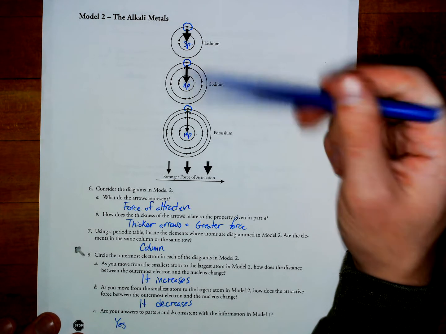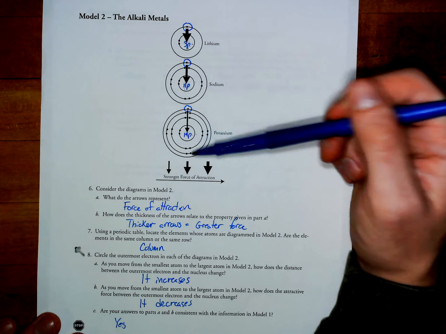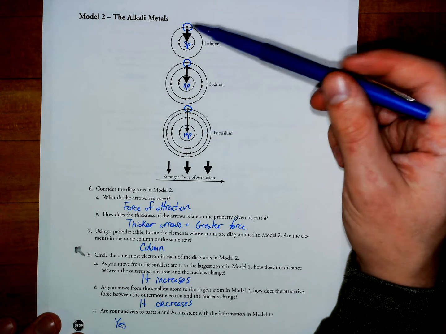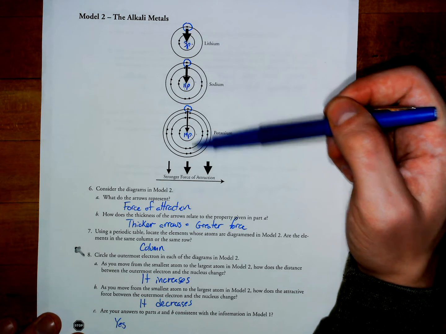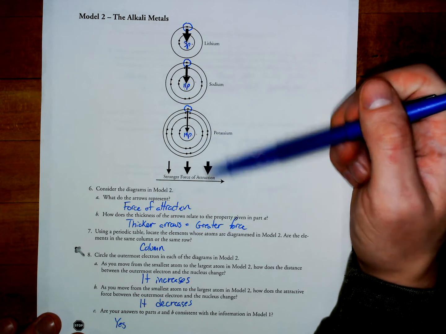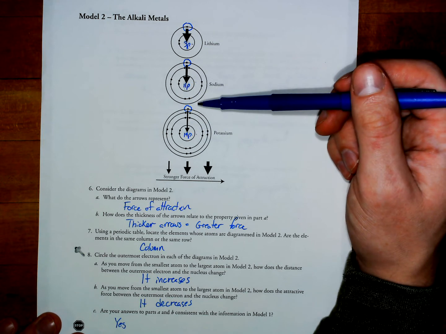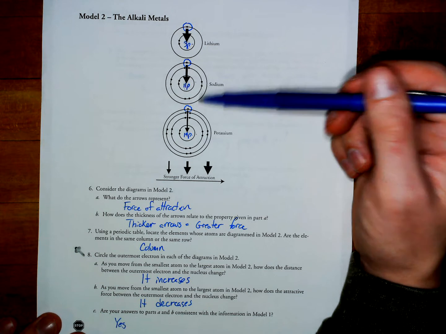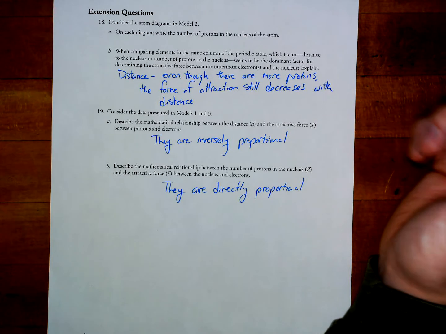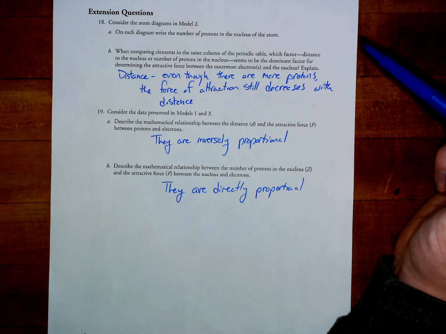Now we have two things changing here. We have number of protons, which should make it go up. And we have distance. As distance increases, my force of attraction should go down. Because it is going down due to the distance and not increasing, even though there are more protons, distance must be a more dominant factor.